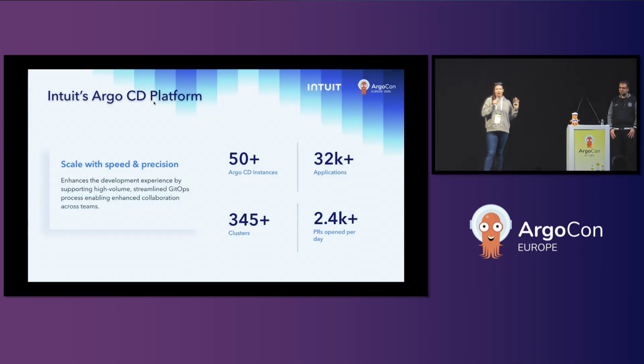So let's talk about Intuit's Argo CD platform. We operate it with speed and precision. As you can see from our scale with our 50+ Argo CD instances and our 345+ Kubernetes clusters, we have a very large workflow footprint. And at 2.4 thousand PRs per day, we need to make sure that the scale at which we operate GitOps and facilitate deployments is able to keep up with that speed and precision that we want to deliver for our developer platform, so that we can deliver those end user experiences for our customers on the financial side of things.